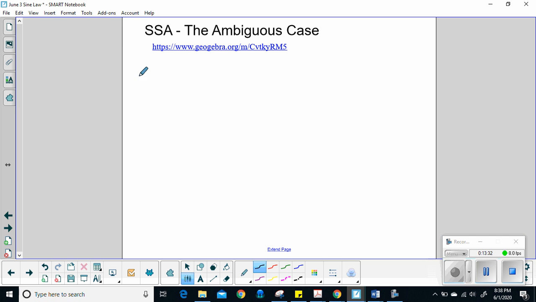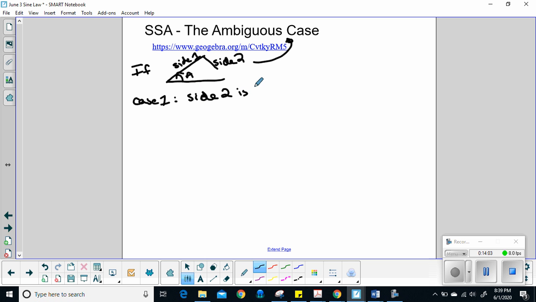So we've got three possibilities happening here. If you're given the angle, this side length, and this side length, this is what we call the ambiguous case. So we can have their side length 1, their side length 2. So case 1, side 2 is too short. So that's the one that looked like this, and it just kind of dangles back and forth here and it doesn't actually go anywhere.